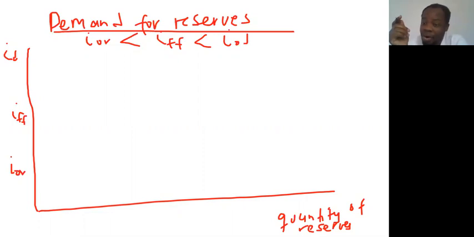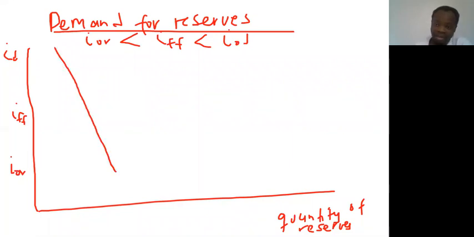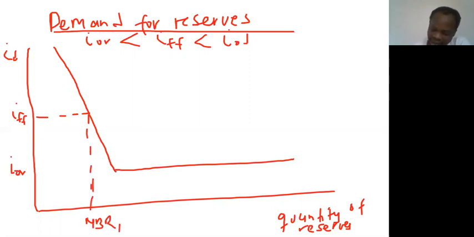What we have already discussed in class is that there's always a negative relationship. Let's see, the curve looks like this. Now we are trying to explain why we have this shape. First, this is the initial rate, and we have this as NBR, the number of reserves, one. So let's say IFF.